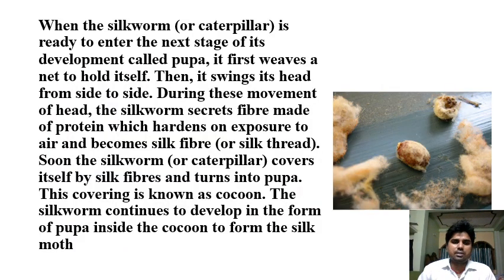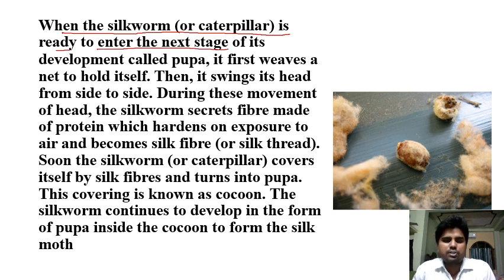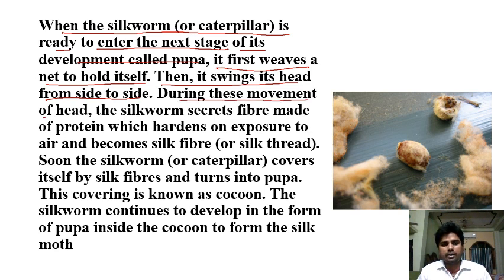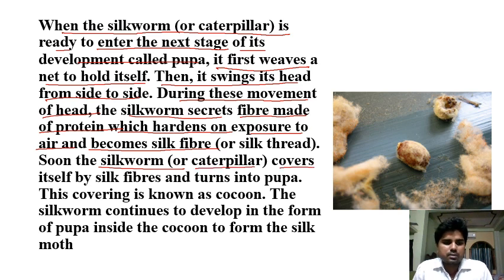So students, see here, when the silkworm or caterpillar is ready to enter the next stage of its development called pupa, it first weaves a net to hold itself. Then it swings its head from side to side. During this movement of the head, the silkworm secretes a fiber made up of protein which hardens on exposure to air and becomes silk fiber. Soon the silkworm or caterpillar covers itself with silk fiber and turns into pupa. This covering is known as cocoon. The silkworm continues to develop in the form of pupa inside the cocoon to form the silk moth.